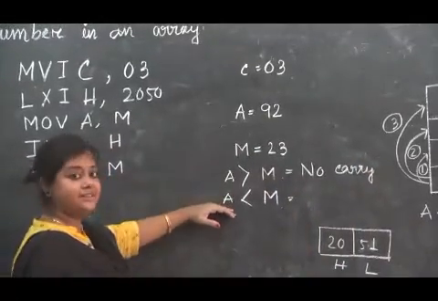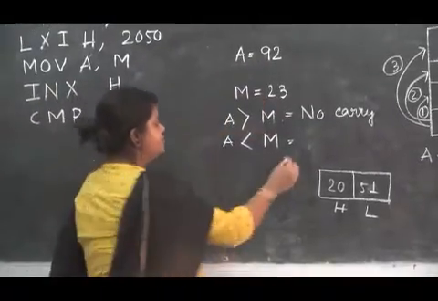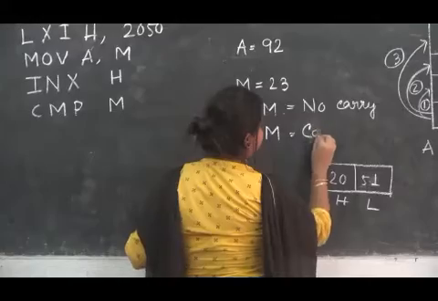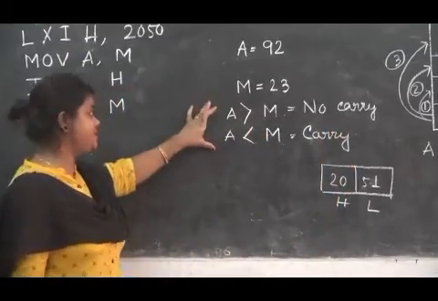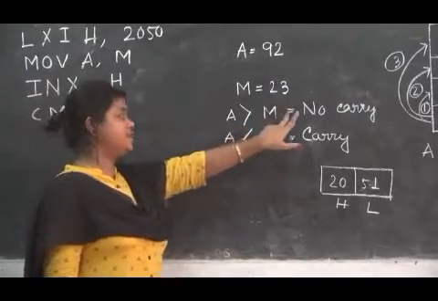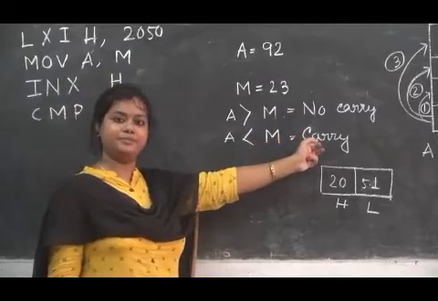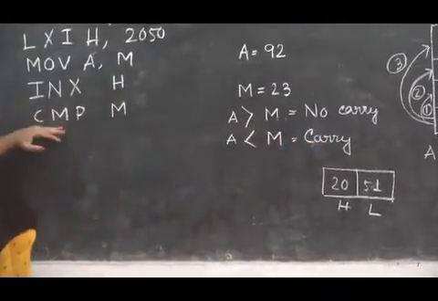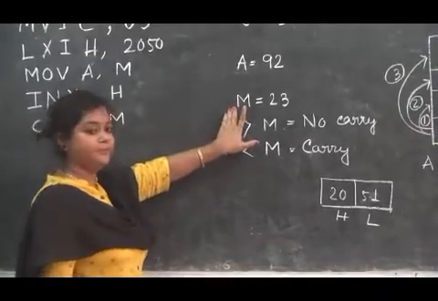If A is less than M, there will be a condition of carry generation. We have to remember this. If A is greater than M, there is no carry. If A is less than M, there will be a carry. So in the first condition, we are comparing A with M.